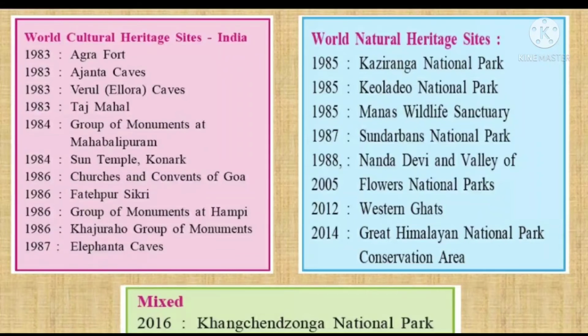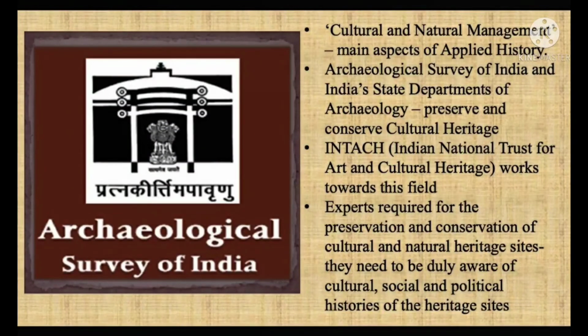Children, the years are also mentioned in this list, when and in which year these places were declared as cultural heritage. The cultural and natural heritage management is one of the main aspects of applied history. The work of conservation and preservation of cultural heritage falls under the jurisdiction of Archaeological Survey of India and Indian State Department of Archaeology.